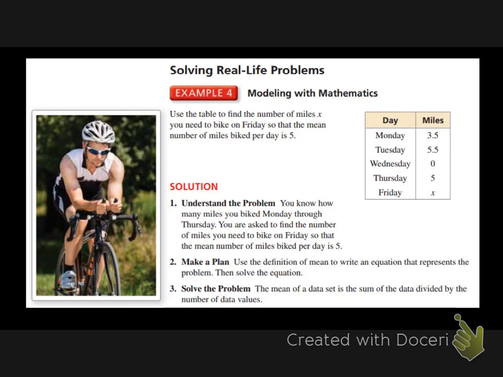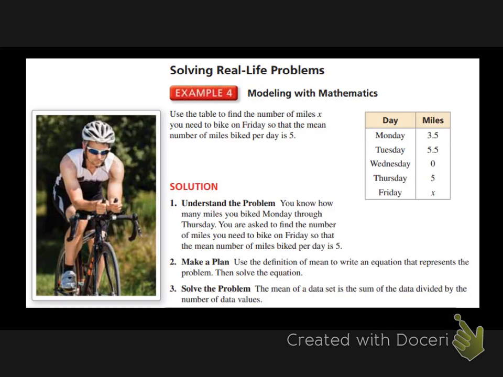So now the question is how are we going to use this in solving real-life problems? We're going to use the table and find the number of miles, x, you need to bike on Friday so that the mean number of miles biked per day is 5. Remember, mean kind of means average, where you add them all together and divide by how many. So, we're going to go through our steps here.